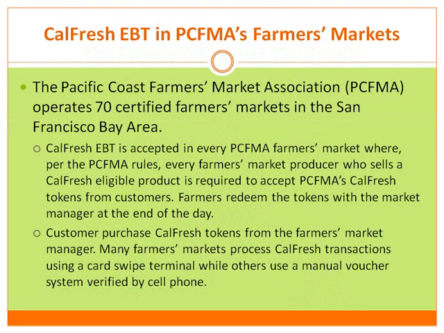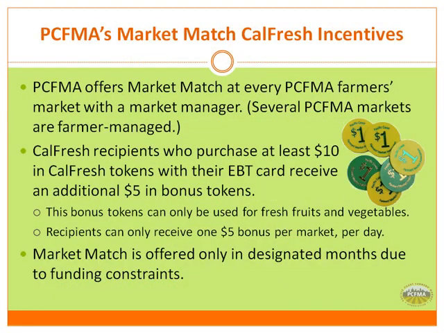In addition, in order to ensure that our markets are economically accessible to those on CalFresh, we are a participant in the statewide Market Match program that is operated by the nonprofit Roots of Change. So at every market at which we have a market manager, if a CalFresh recipient purchases at least $10 in their scrip, which for us are plastic tokens, they get $5 in additional bonus tokens. Those bonus tokens are marked to be used only for fresh fruits and vegetables, and we allow them one bonus per market per day.